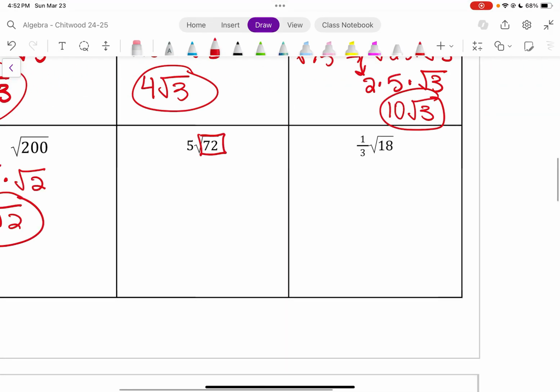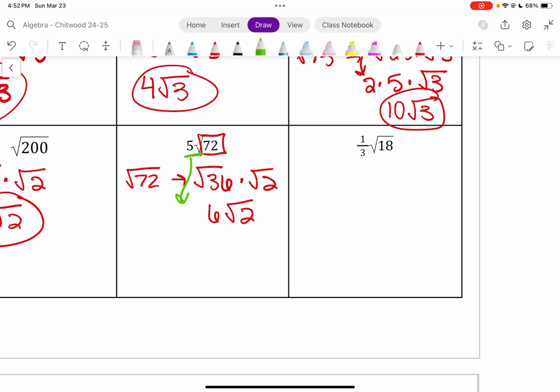Again, just look at the square root, ignore the number in front for now. The square root of 72 can be broken into the square root of 36 times the square root of 2. I know that the square root of 36 is 6, and then I still have my square root of 2, but now I'm able to bring that 5 down. So I have 5 times 6 times square root of 2.